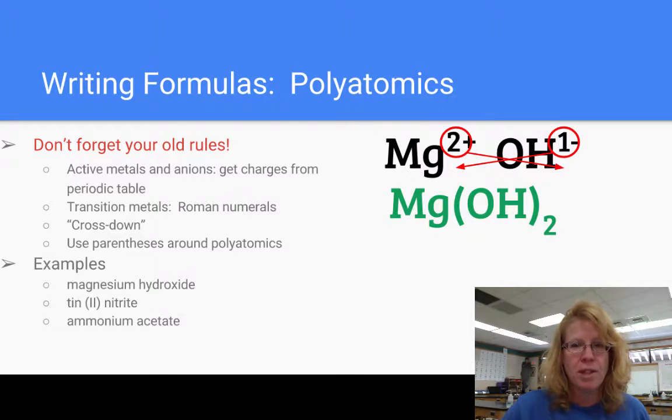It can't just be MgOH2. It has to be Mg with parentheses, OH, and then a little 2 on the outside to indicate that you have 2 hydroxides, not just 2 hydrogens. I know that's a little bit strange. You'll get used to that as you practice.